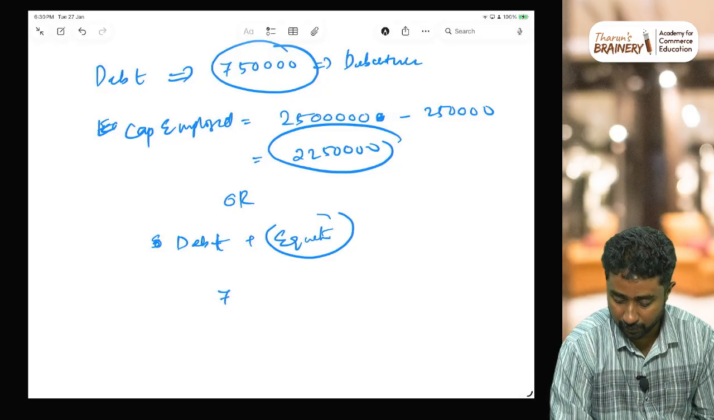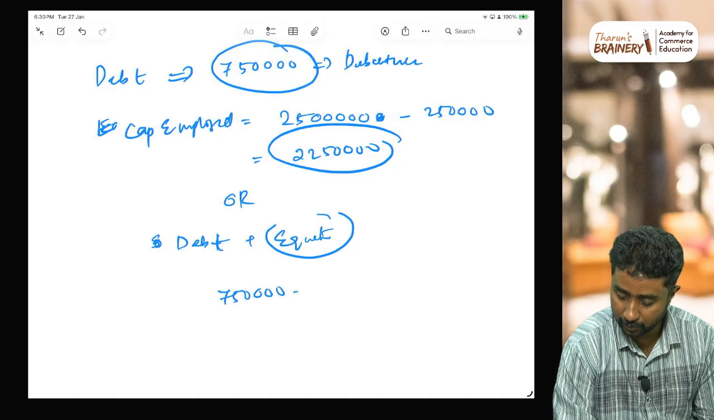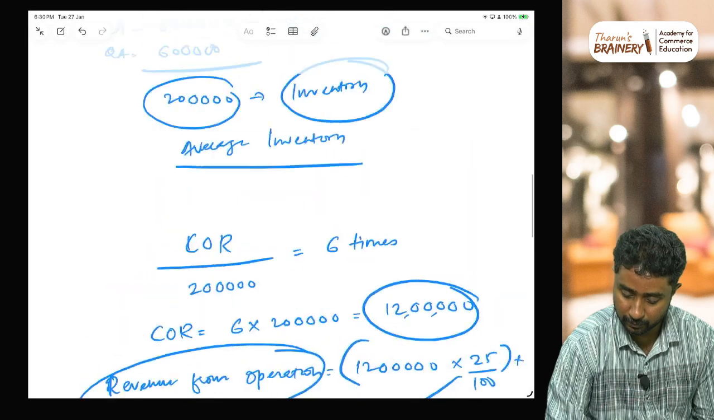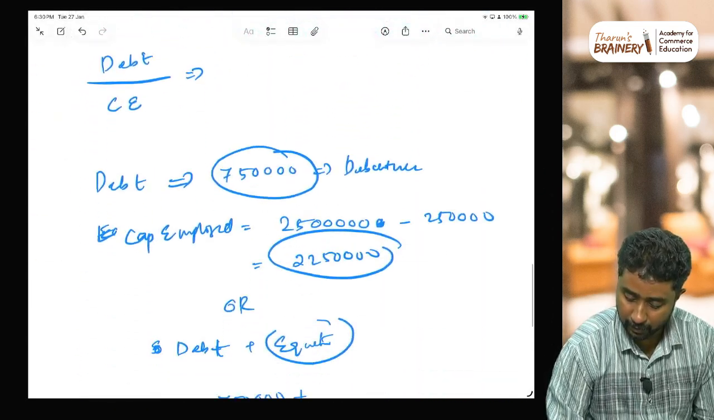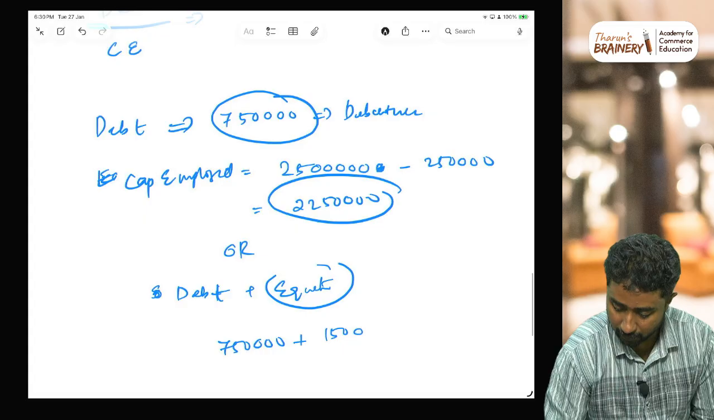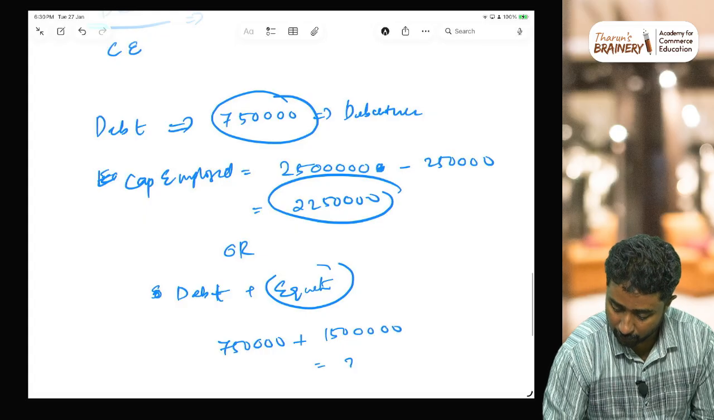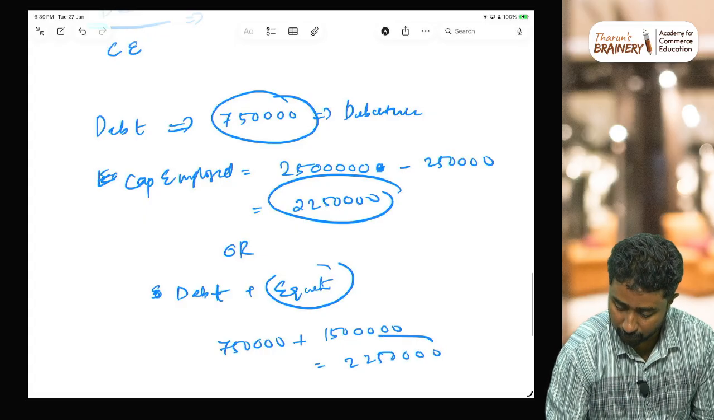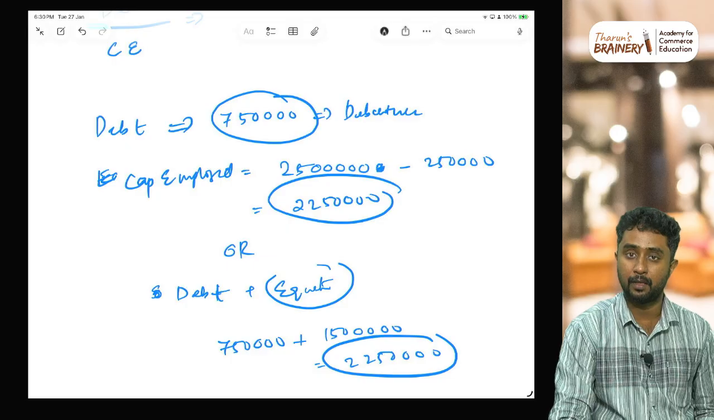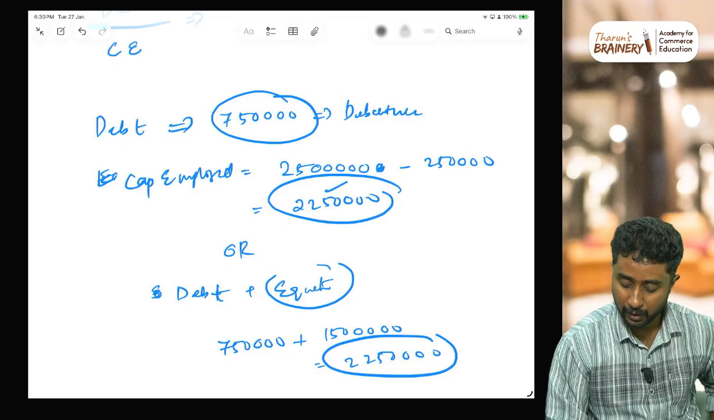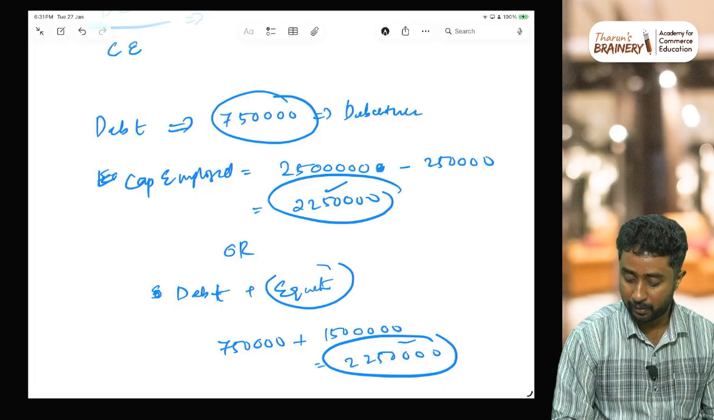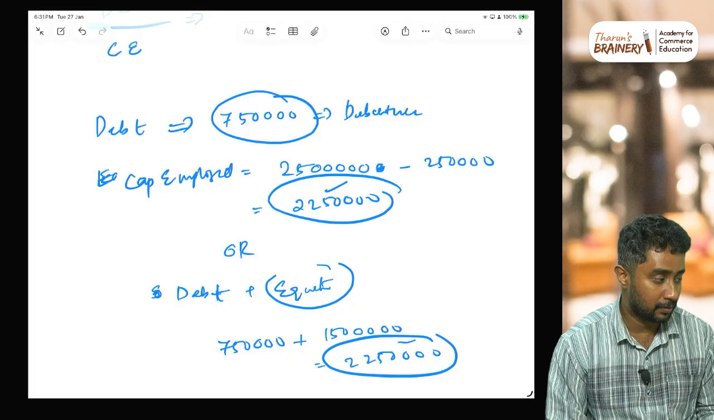If you add debt, 7,50,000, plus equity, 15 lakhs, what do you get? 22 lakhs 50,000. So you can use either of these methods to calculate capital employed, because in both cases we get the same value. So debt plus equity is also a formula.